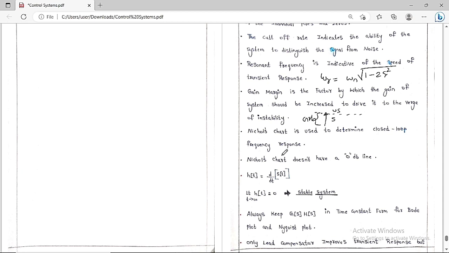So we can say Nichols chart is basically used to determine the closed loop frequency response. And there is no 0 dB loop or 0 dB line present in the Nichols chart.